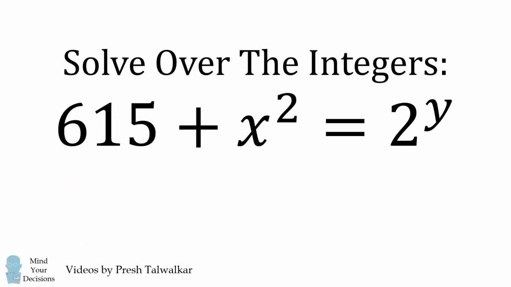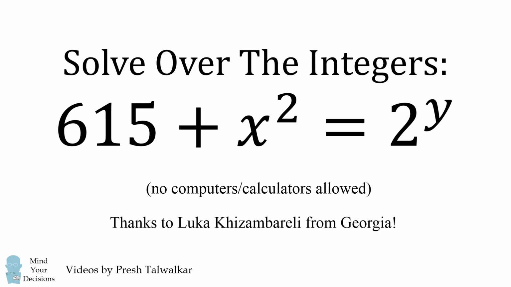Here's a really fun problem. Solve 615 plus x squared is equal to 2 to the power of y over the integers. You're not allowed to use computers or calculators. I thank Luka Khizambareli from Georgia for suggesting this problem and for sending a solution. Can you figure it out? Give this problem a try, and when you're ready, keep watching the video for a solution.